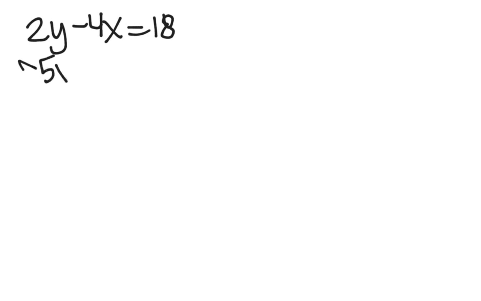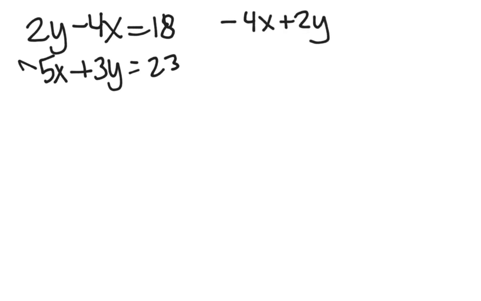Next example, 2y minus 4x is equal to 18, and negative 5x plus 3y is equal to 23. The first thing I'll notice as I'm writing these is I don't have x and y in the same order. So in that first equation, I'm going to rewrite it so the x is first and the y is second. 4x plus 2y equals 18. And we have, again, negative 5x plus 3y is equal to 23.